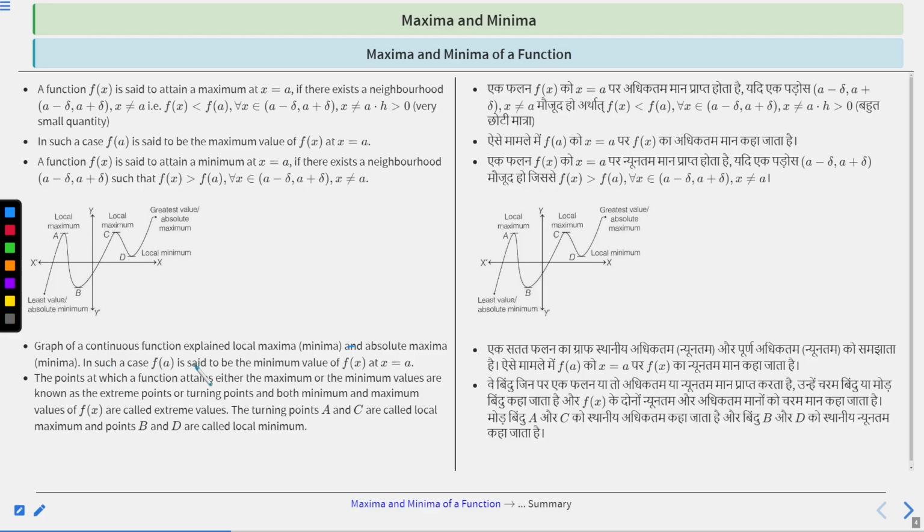The points at which a function attains either the maximum or minimum values are known as extreme points, right? Or turning points. See, these points are basically either extreme points or turning points, clear? And both minimum and maximum of f(x) are called extreme values. The turning points A and C are called local maximum, and points B and D are called local minimum. Okay? Got it?